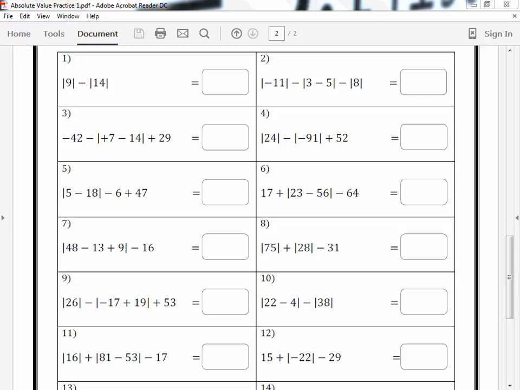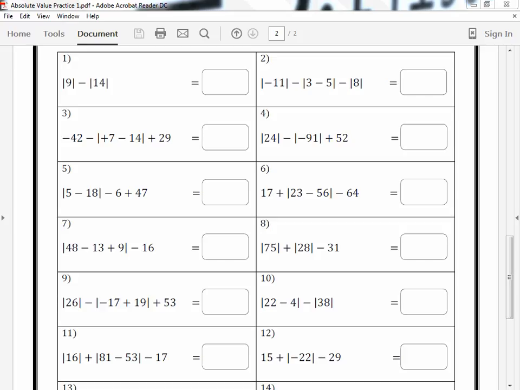So the front side, like I said, it's pretty much like what we've been looking at. The inside becomes positive, whether it was positive or negative to begin with. The inside becomes positive, but do respect the signs on the outside. But now let me take a look at the back. The back, it's going to be a couple things in there.